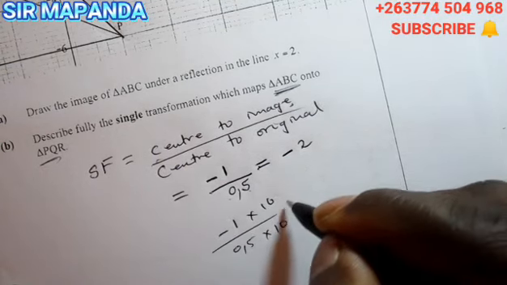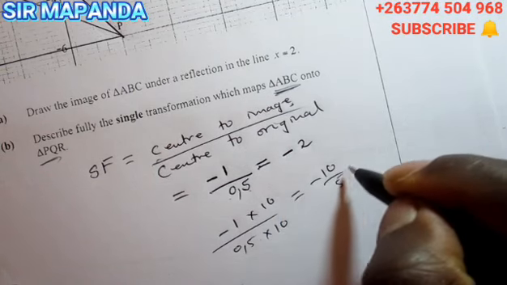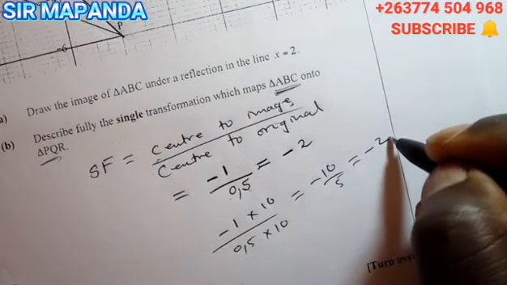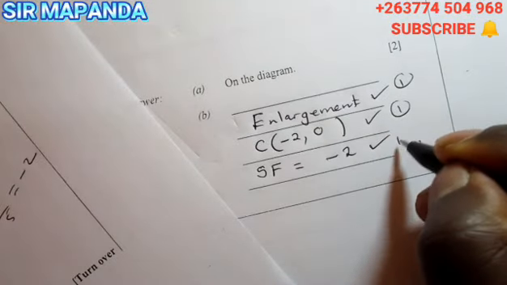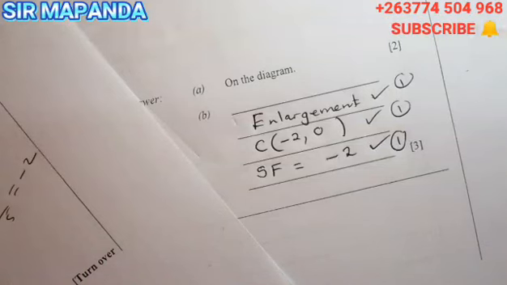0.5 times 10, you get minus 10 over 5. Where 5 into minus 10, you get minus 2. So our scale factor is minus 2. Then you get the third mark. You are home and dry.